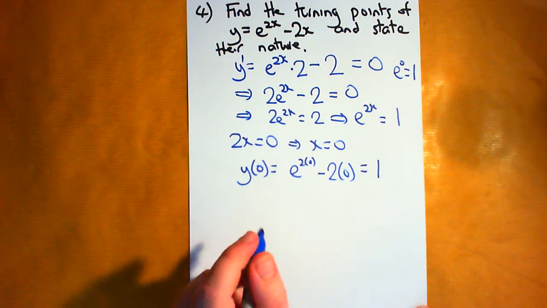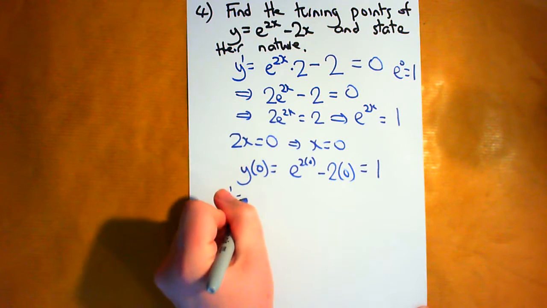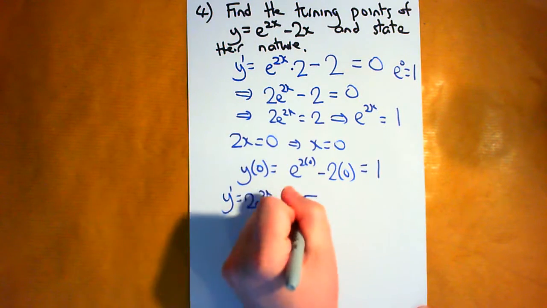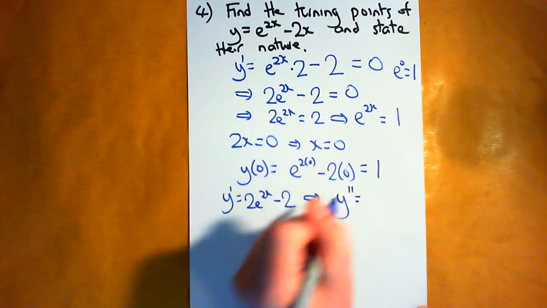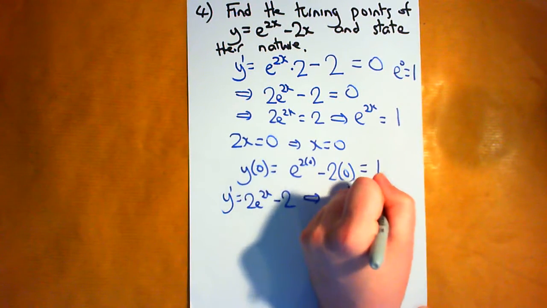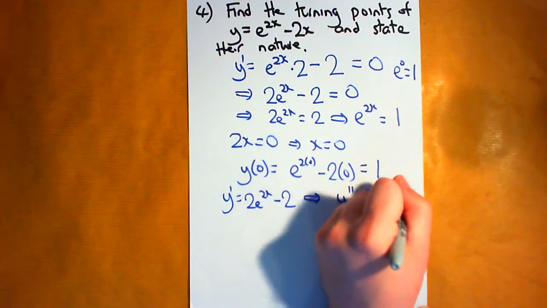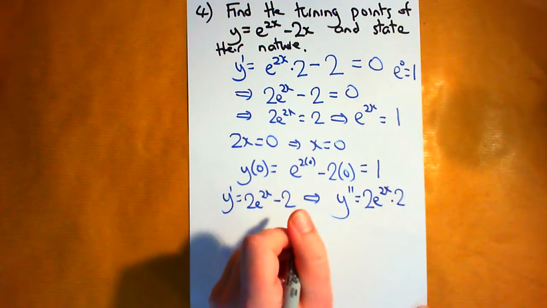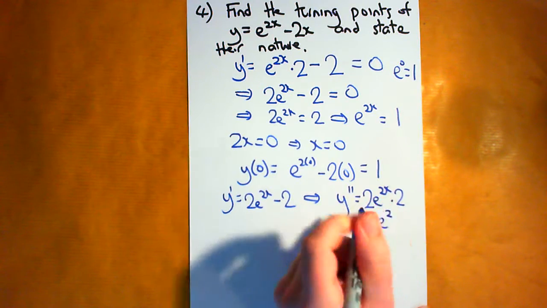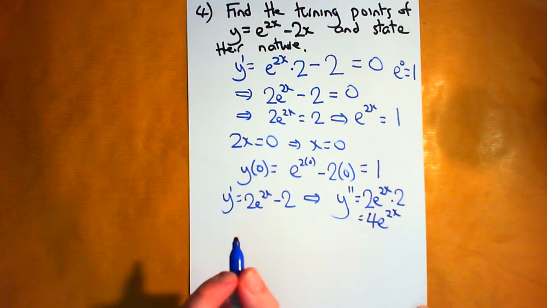So we need to work out our second derivative. Remember that the first derivative was 2e to the 2x minus 2. We'll need the second derivative, so we'll need to differentiate this derivative. We get 2 times the exponential, and then we need to again multiply by the derivative of the power. Minus 2 is going to differentiate to 0, so we get 4e to the 2x is the derivative of 2e to the 2x.